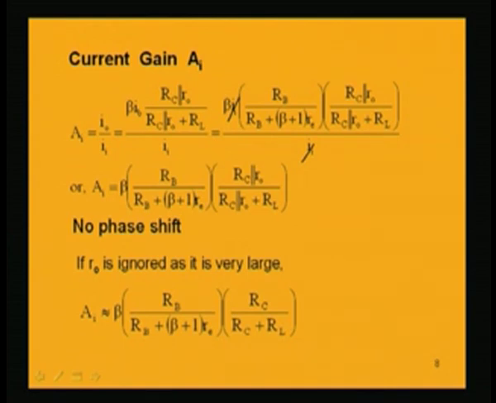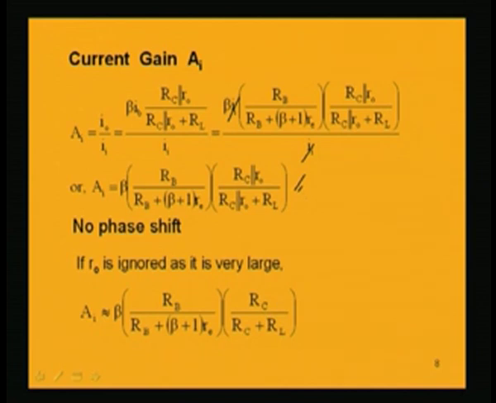So, if we write down that RB plus (beta plus 1) RE equivalently or approximately, then only we can do further simplification, but let us not do that and keep it exactly the same way. Now, of course, one thing we can do is R naught is ignored. If R naught is ignored, then we will be left with beta into RB by (RB plus (beta plus 1) RE) into RC by (RC plus RL). That much simplification we can do.